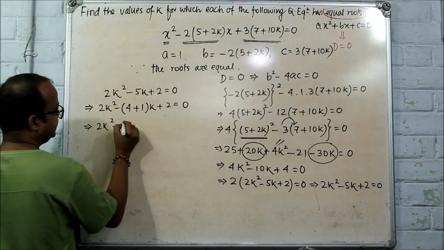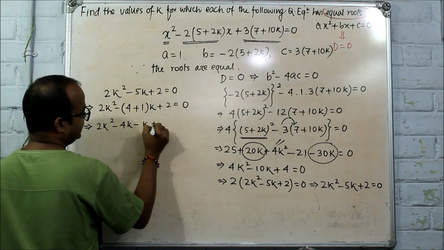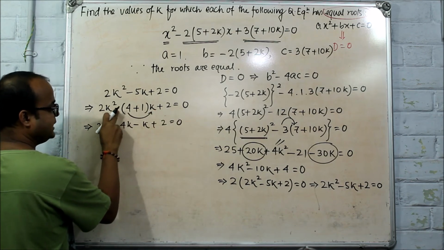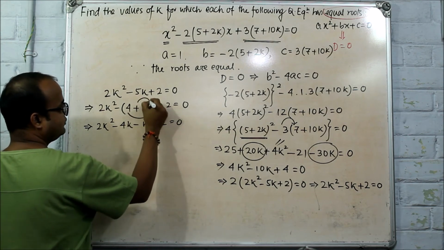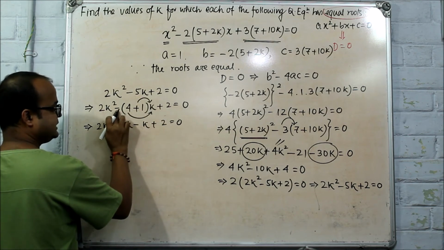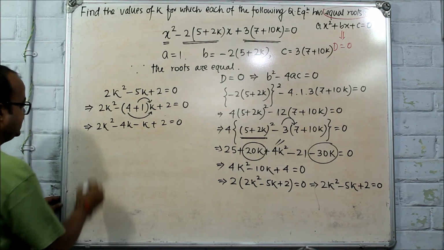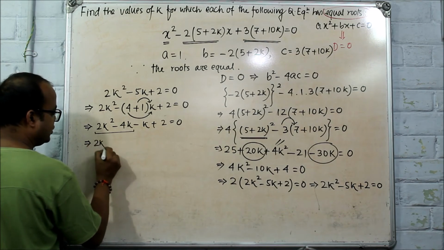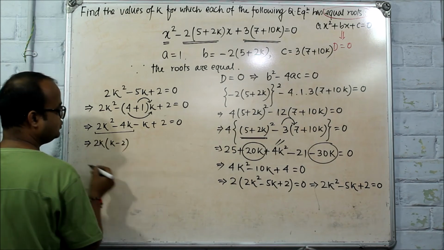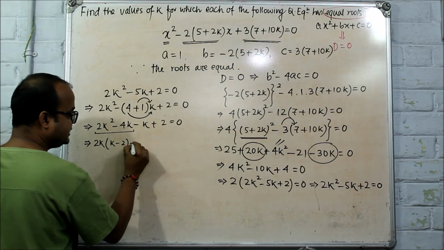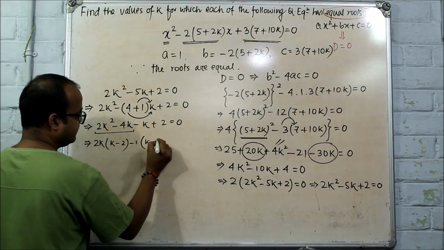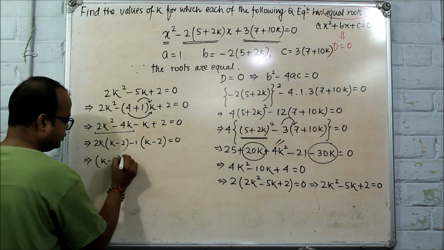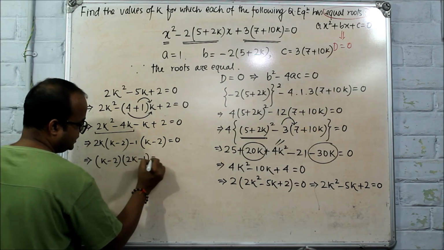2k square minus 4k minus k plus 2 is equal to 0. We are multiplying 4 into k, the outside sign is negative, so it will be minus 4k. And if you multiply 1 into k, the outside sign is minus, so it will be minus k. From the first 2 terms, we can take 2k common, so that will be k minus 2. And from here, we need to take minus 1 common. Then we get k minus 2. So we get k minus 2 into 2k minus 1 is equal to 0.